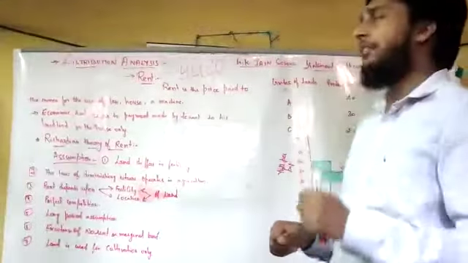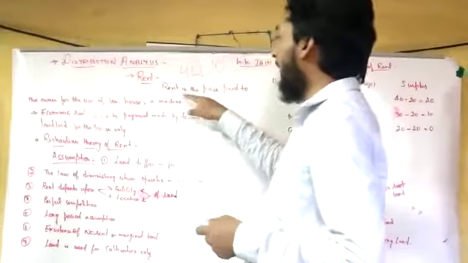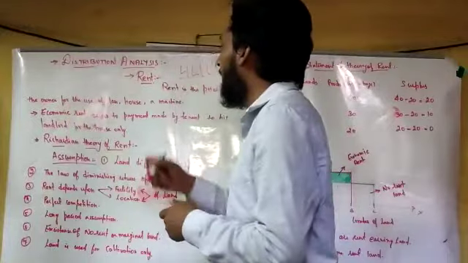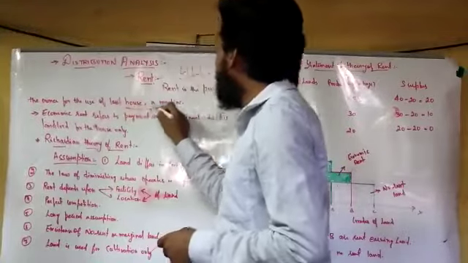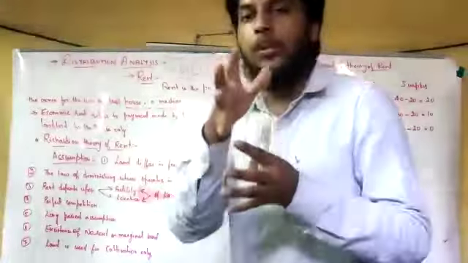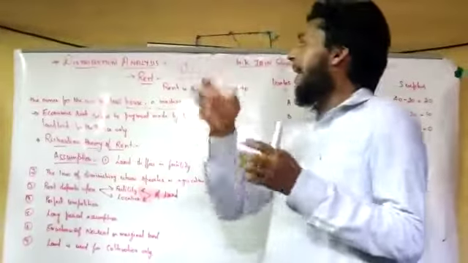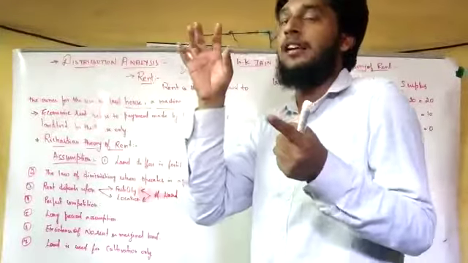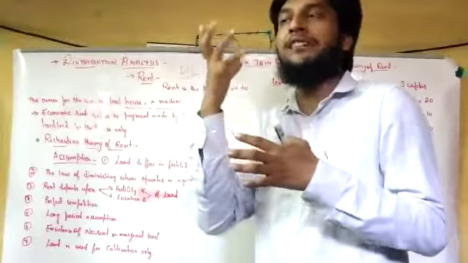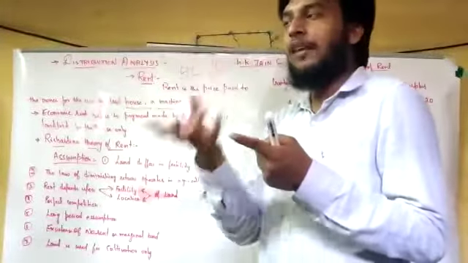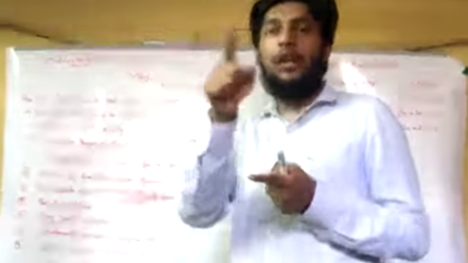See, rent has two definitions, two meanings. Meaning number one: rent is the price paid to the owner for the use of land, house or a machine. If you have taken someone's land, for that you have to pay the rent, the price. That is what we call rent.